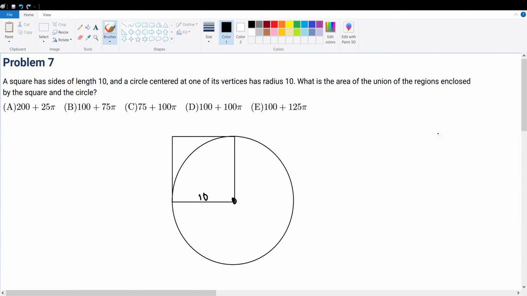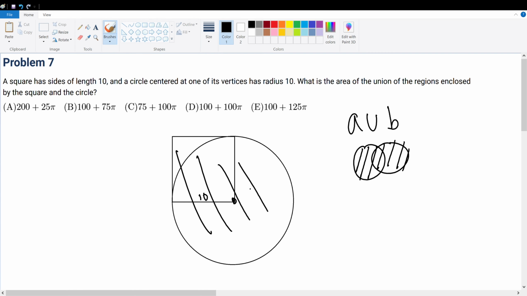Given this shape, we know that the area of the union is what we're trying to solve for. So what is the union of two figures? Well, if I have figure A union figure B and I make it two circles, then the area will be this entire area right here. So we're basically trying to find the area of this entire region right here. So how do we do that?